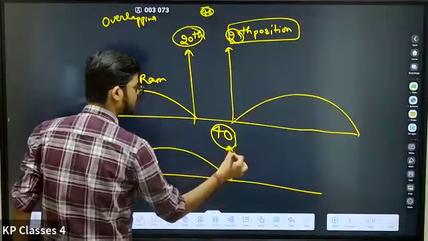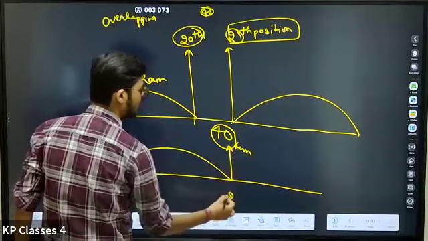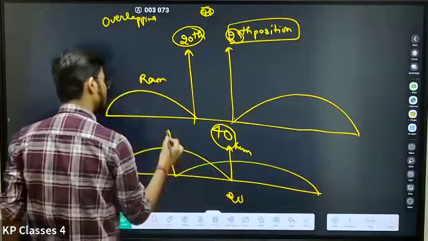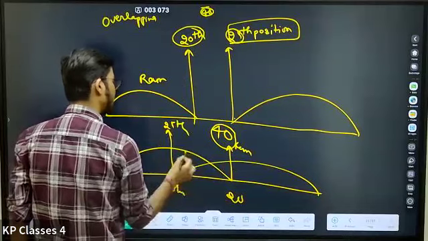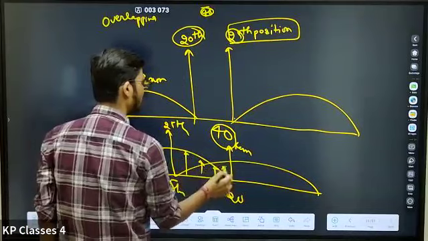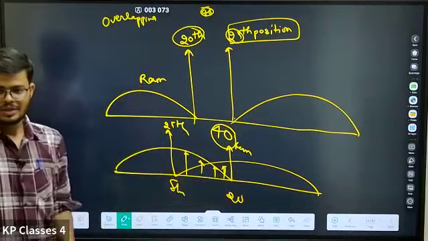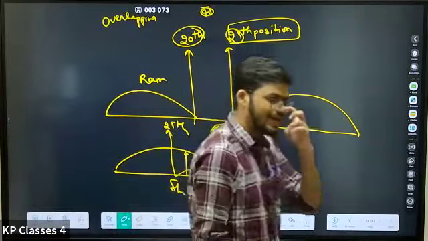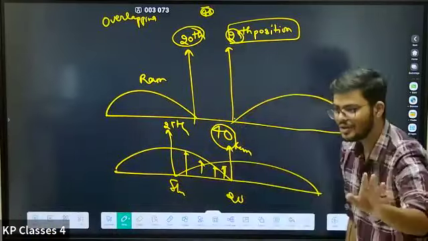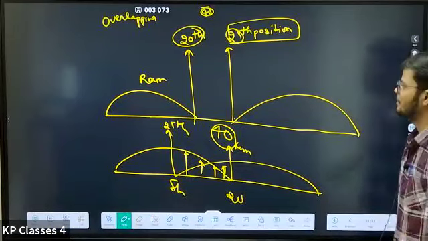Ram is there. At what position? 20th. Syam is there. At what position? 25th. How many people are between them? This is what we are finding out. 5 is not the answer. Let's understand, then I'll tell you a trick. If you remember the trick, you'll be getting the answer within a second.